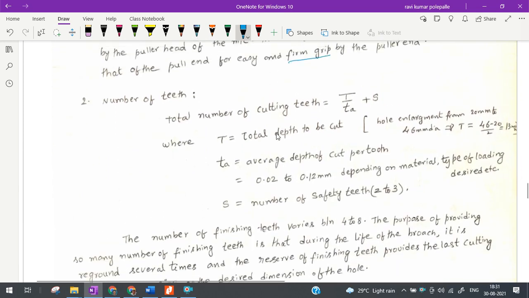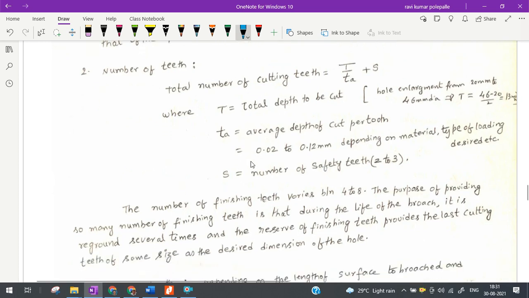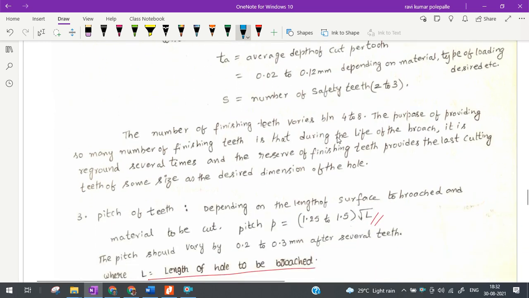Let us talk about the number of teeth. So when we talk about this number of teeth, it is T by TA plus TS. T is equal to depth of cut, total depth of cut. That means we want to enlarge a hole from 20 diameter to 46 diameter. This total depth of cut is equal to (46 minus 20) by 2, that is equal to 13 mm. Next, TA stands for the average depth of cut per tooth. Generally, it is taken as 0.02 to 0.12 mm. It all depends upon the material, type of loading desired, etc. Next, S is equal to number of safety teeth. The number of finishing teeth, it will vary from 4 to 8.